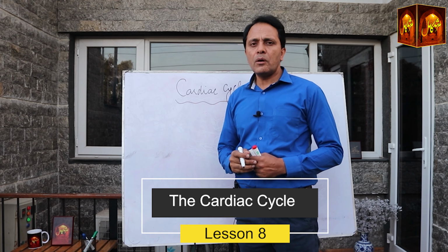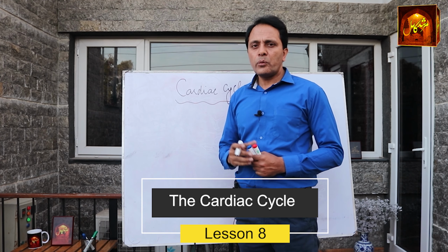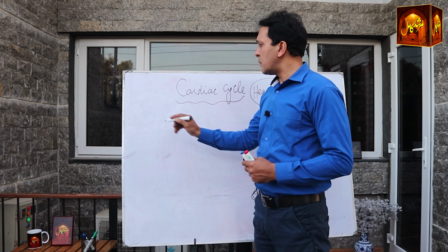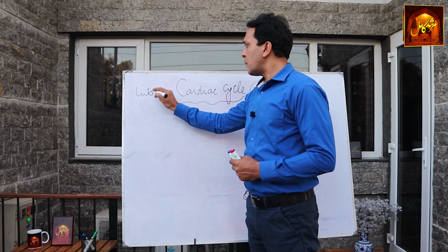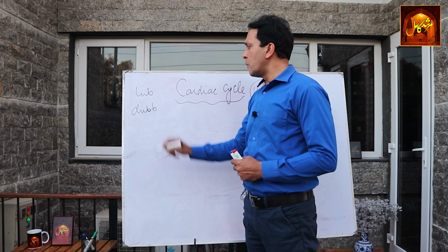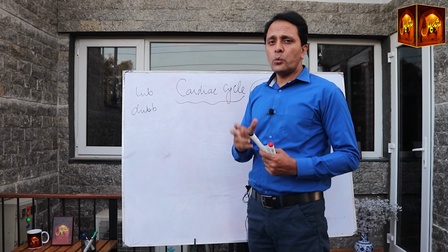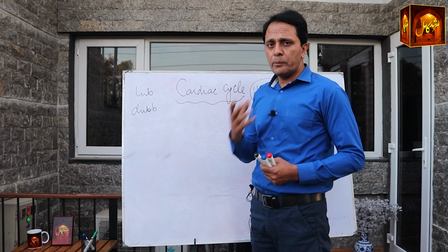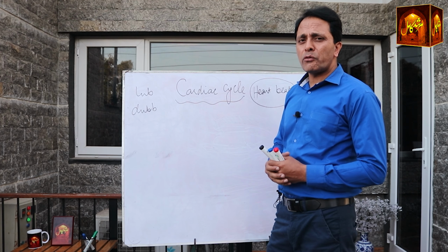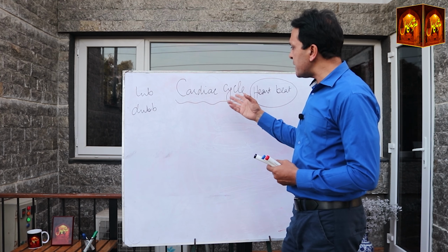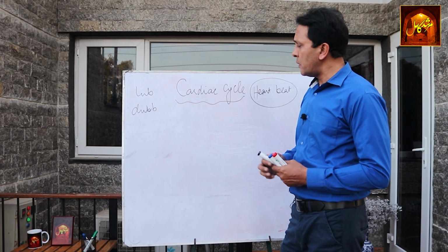I think you all have observed that when the heart beats, it produces two sounds. One is lub and the second is dub. So we actually hear two different sounds, lub dub, lub dub. Why are these two different sounds produced? What is the reason? We will discuss it in the cardiac cycle.